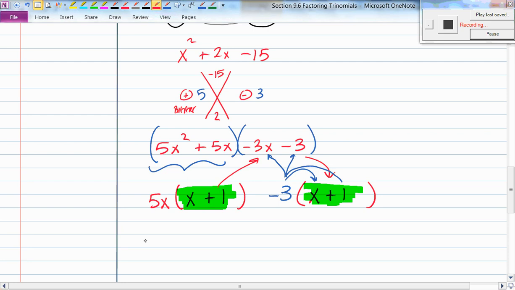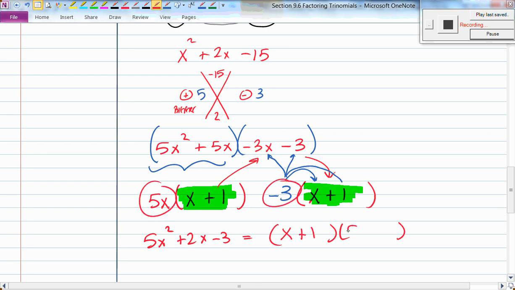When we always write down the original problem again, it was 5x squared plus 2x minus 3, is equal to the product of which two binomials? What are they? X plus 1 and 5x minus 3.